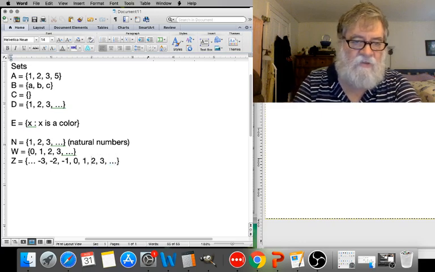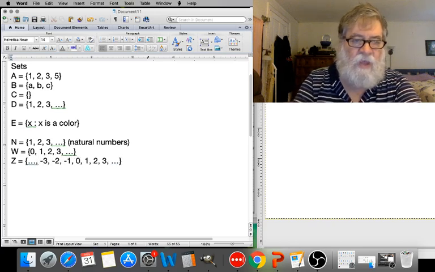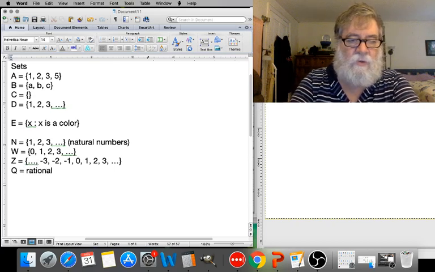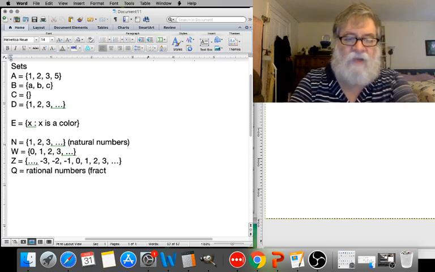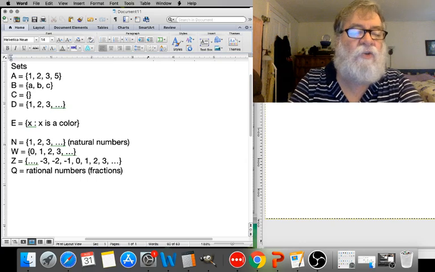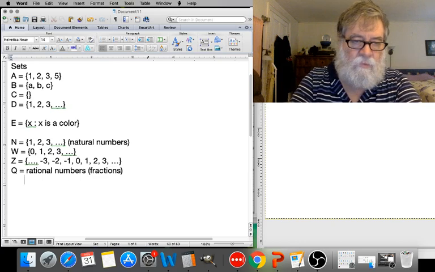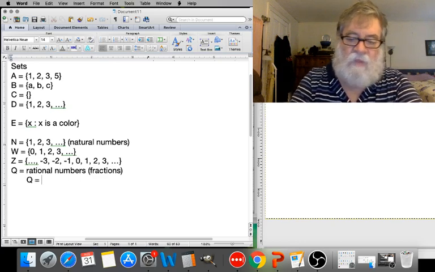Generally speaking, I should have a comma before the ellipsis after also. The fourth one is Q, which is the rational numbers, which are fractions. Think of rational here as meaning ratio based. The typical way to define that is to use set builder notation, something like this.